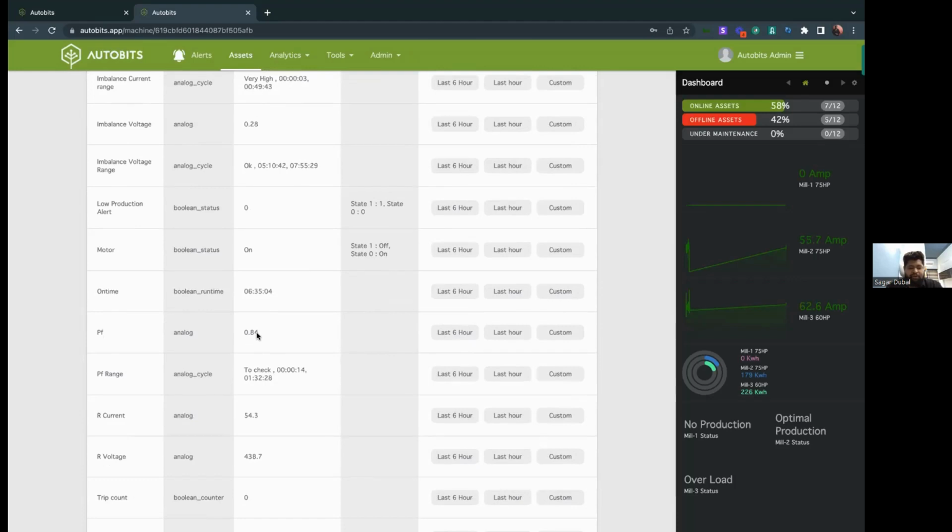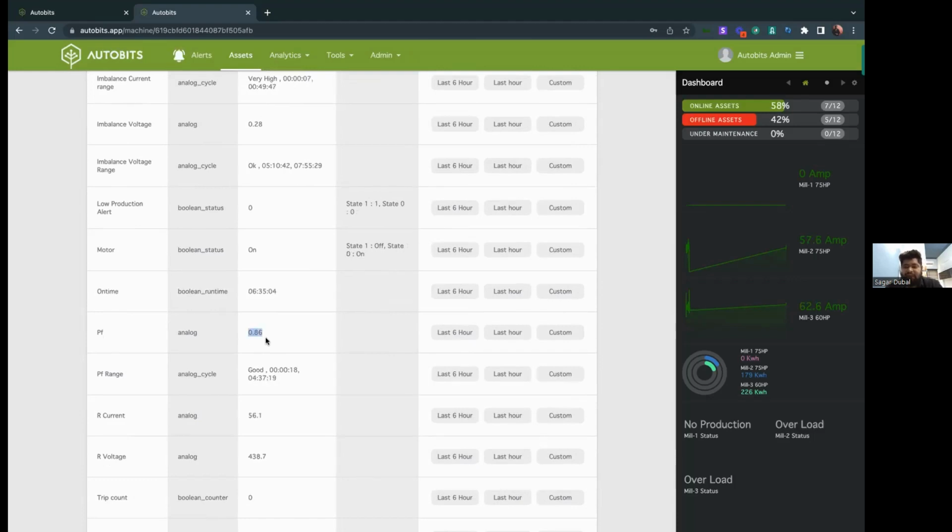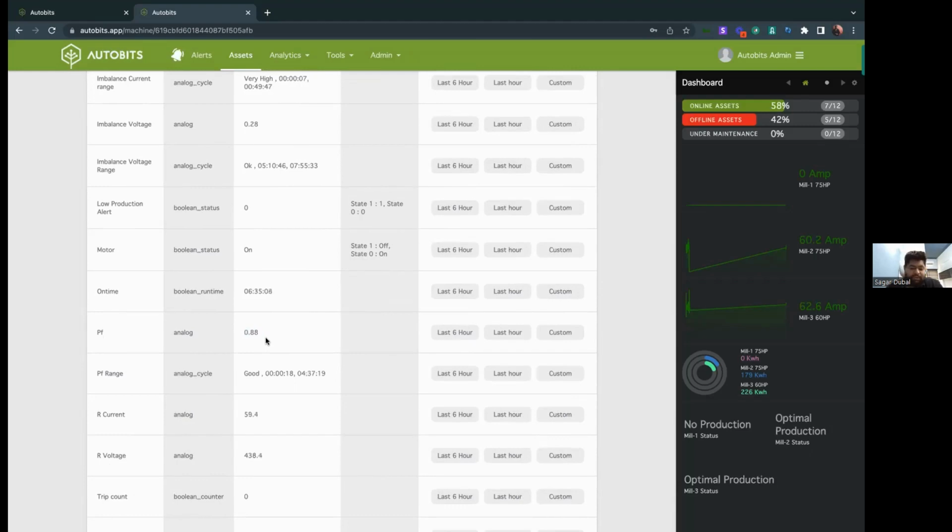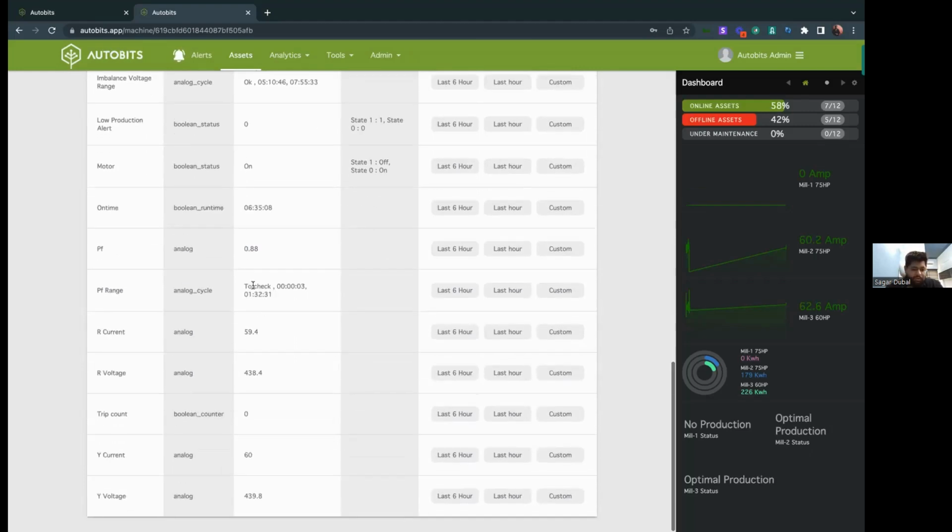So power factor again over here, we can see it's very weak. It's 0.86, wherein it should be 0.9 or 0.99. So we can see power factor here, and the power factor range is to check.